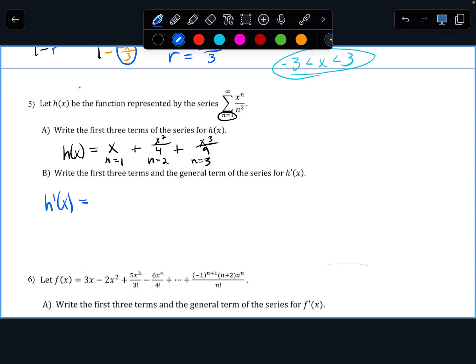you're going to take the derivative of x, which is 1, right? And then this one would be what? 2x over 4. I know I'm showing a lot of work, but just go with it. I'm going to show it like this because it'll help you with the general term. And then this one would be 3x squared over 9. And then I got to do the general term.